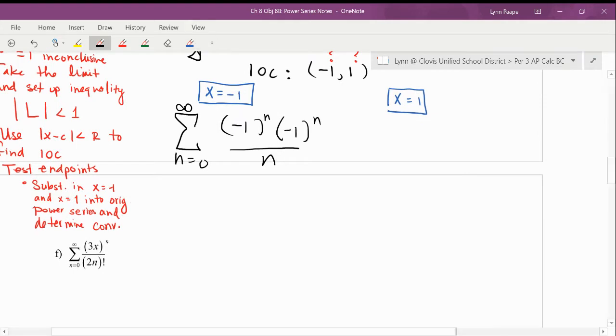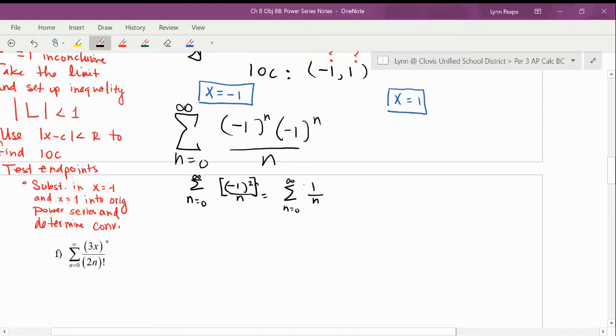And then now I'm going to simplify this, so I can test for convergence or divergence. So right here I have negative 1 to the n times negative 1 to the n, so I'm going to simplify that a little bit. That would be negative 1 to the 2n all over n. And so negative 1 squared is positive 1, and then positive 1 to the n is positive 1.